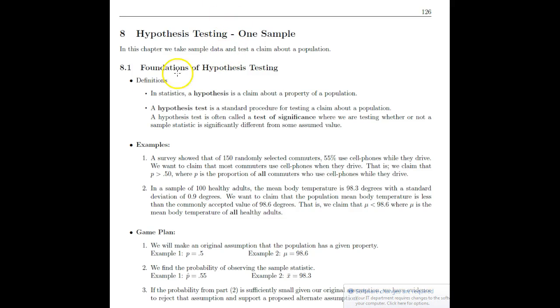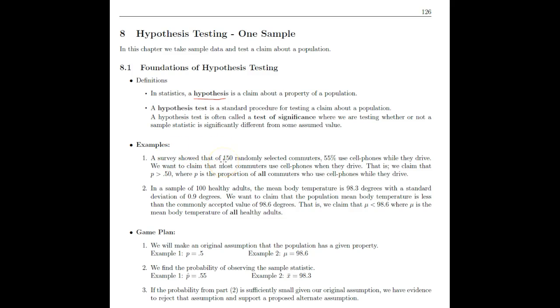First thing, a couple definitions. In statistics, a hypothesis is a claim about a property of a population. That's really just how you would maybe think of a hypothesis to be defined, or if you looked up the definition, it's pretty consistent with that. It's just something that you think might be true, and you're going to try to find out. Just like in science or psychology, a hypothesis is something that you think might be true. And a hypothesis test is a standard procedure for testing that claim and finding out the potential validity of that claim. So let's go into a couple examples here.